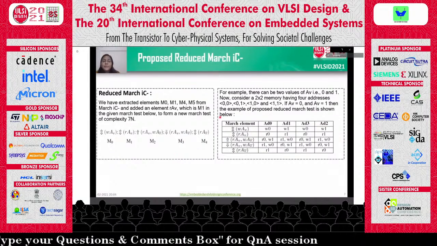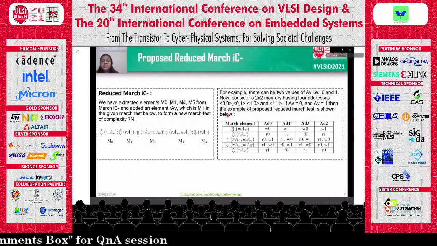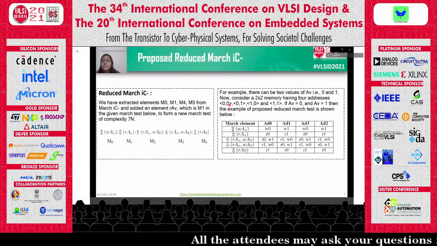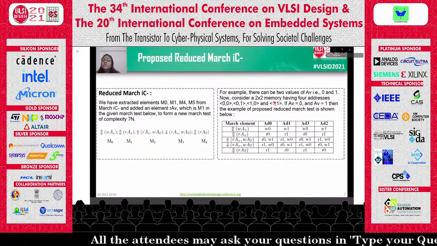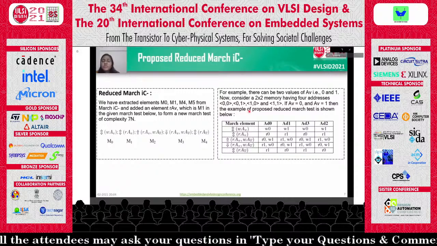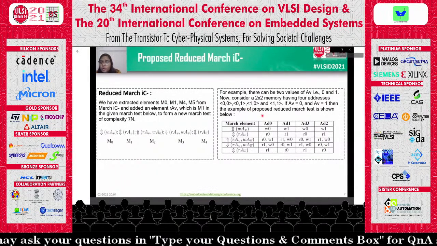Now I'll explain through an example how we can apply this March algorithm on any circuit, on any memory element. Suppose I have a memory of a 2x2 array. In a 2x2 memory array, the different addresses will be 00, 01, 10 and 11. As I have already said, to detect any ADFs, our addresses should maintain the criterion of Hamming distance equal to 1.